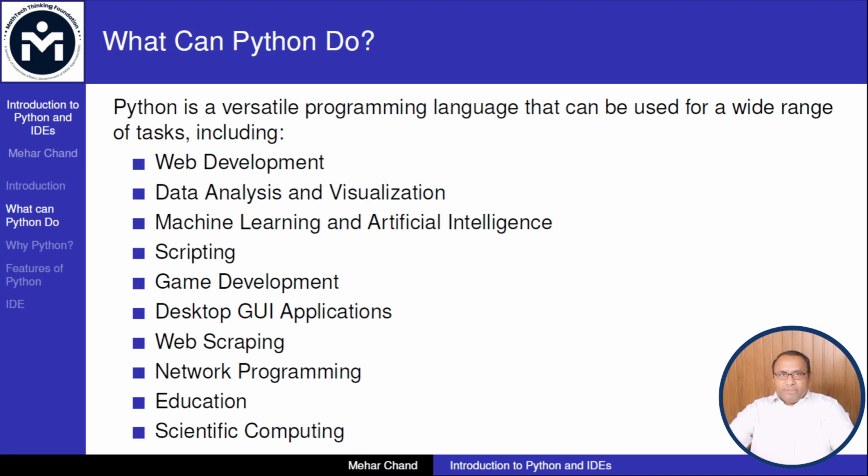Also, we can use Python in machine learning and artificial intelligence. Python's extensive libraries such as TensorFlow, PyTorch, and scikit-learn have made it the go-to language for machine learning and artificial intelligence projects. Its ease of use and versatility have contributed significantly to its dominance in this field. We can use Python in scripting. Python's clean syntax and cross-platform support make it an excellent choice for scripting tasks.